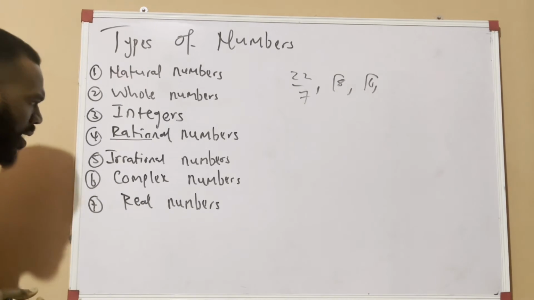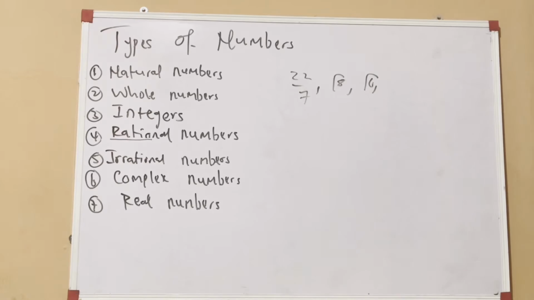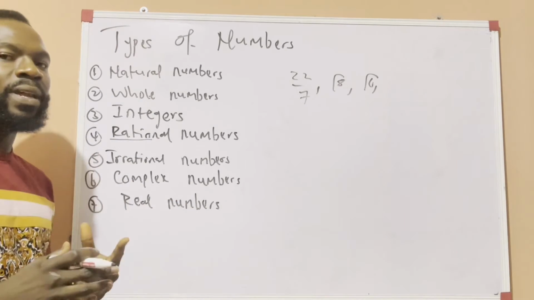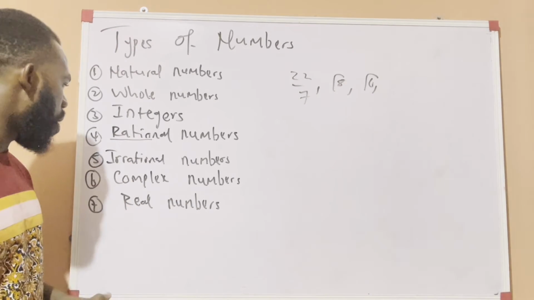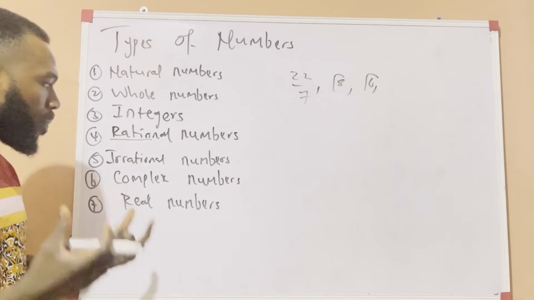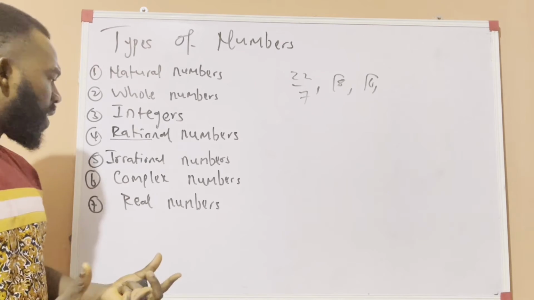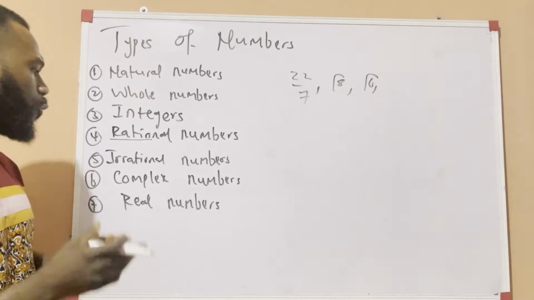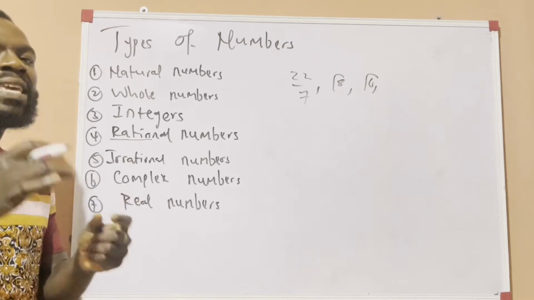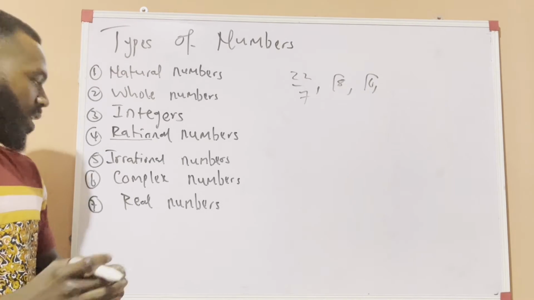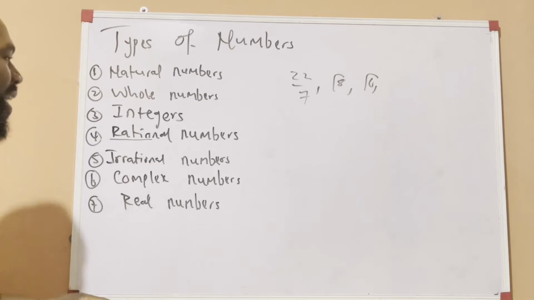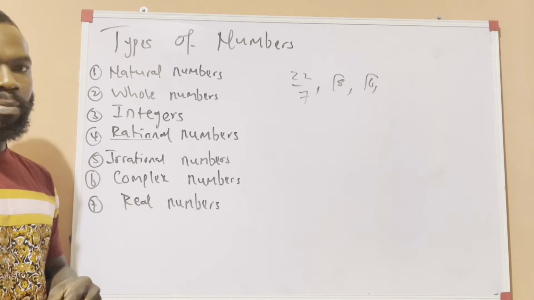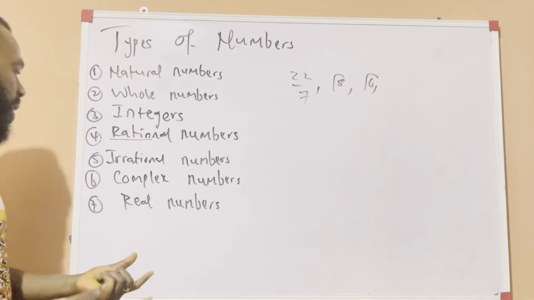And another type of numbers which we are going to be discussing now are referred to as the complex numbers. Now, what do you understand by the word complex numbers? Complex numbers consist of real numbers and imaginary numbers. They consist of real numbers and imaginary numbers. Okay, now let us see.